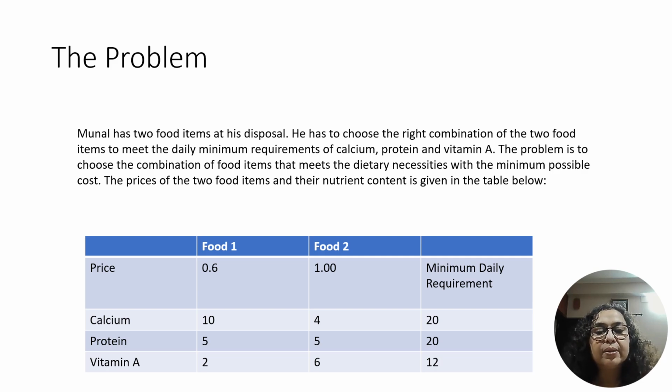Now the problem here is to choose the correct combination of the two food items, which has to be chosen keeping in mind the minimum cost. And of course, the minimum dietary requirement has to be met. So this is the problem. Let's first formulate it as a linear programming problem.